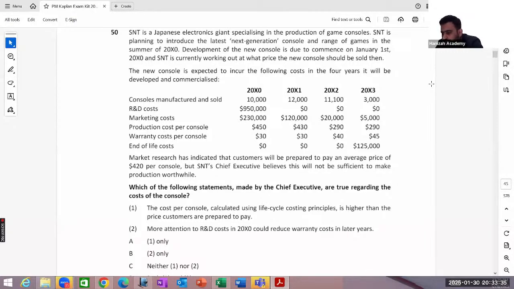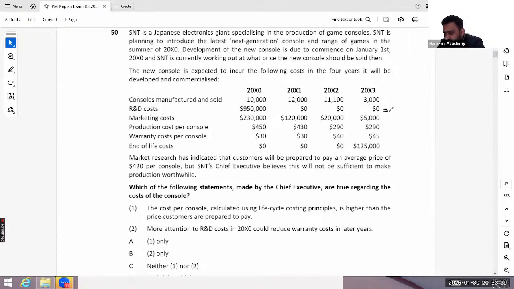And if we do the calculation, R&D cost will be total 9,50,000. The marketing cost will be 230 plus 120 plus 20 plus 5. It will be total 3,75,000. And then production cost per console.